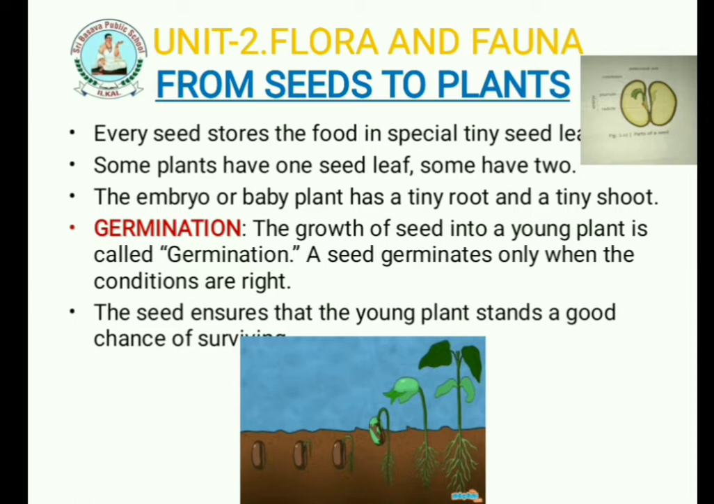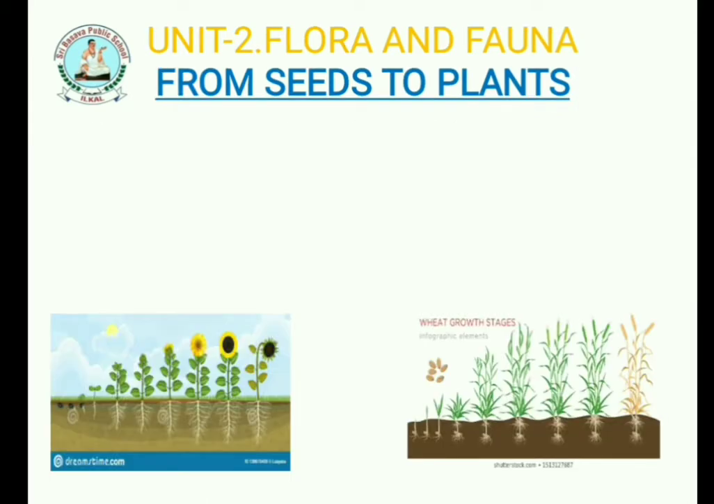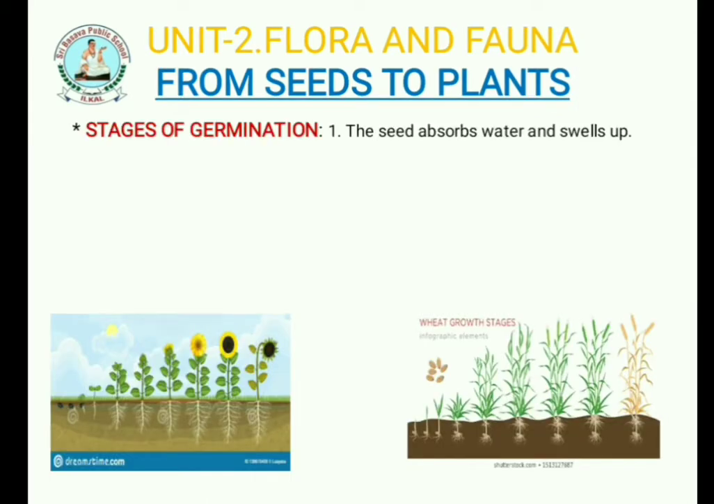Okay, so here a figure is given. This is the pea plant growing stage by stage, one by one. So this is a figure showing germination. Okay, next, what are the stages of germination? We observe that there are 4 stages of germination.